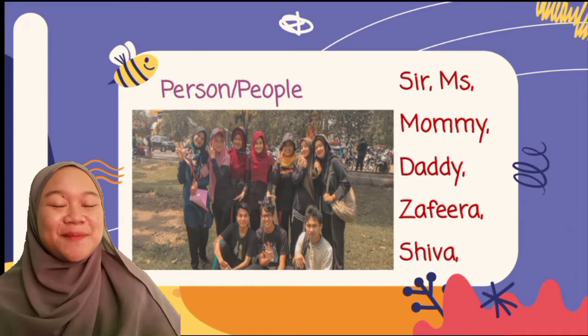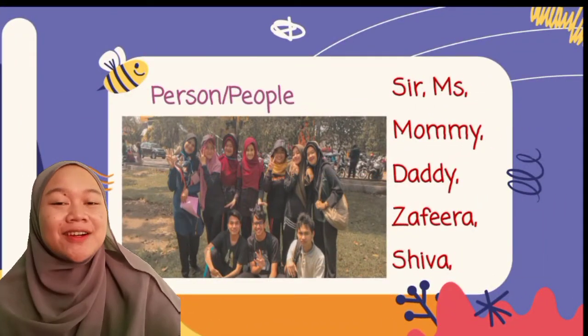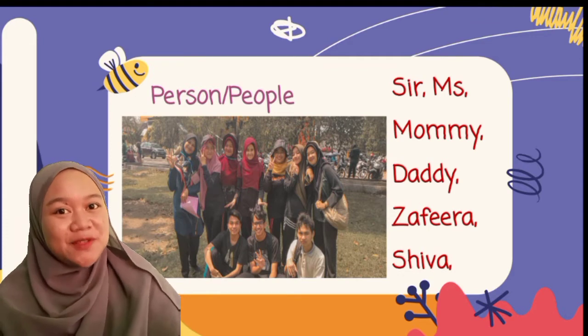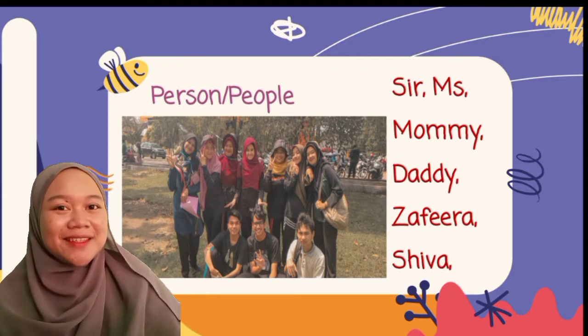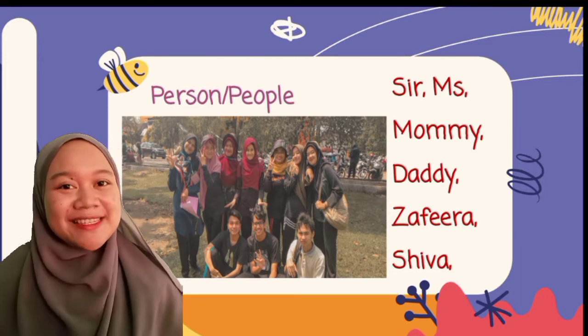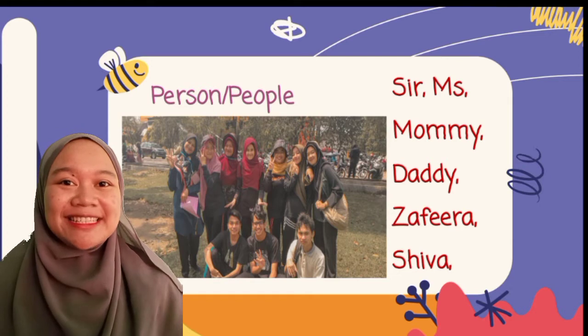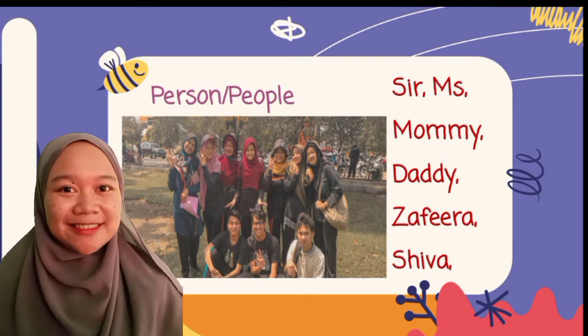Okay, the next is person or people. Person or people here is showing the subject or object that we want to talk to. For example, Sir, Mrs., Mommy, Daddy, Zafira, and Shiva.